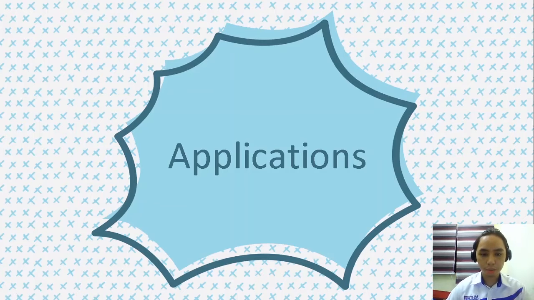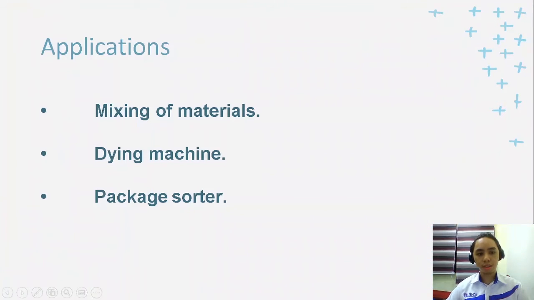So let's see its applications. Its application is mixing of materials, where we will use a belt conveyor. Another application is time machine and package sorter. All of them use the same principle, which is used in machines where the machine can go in two directions.